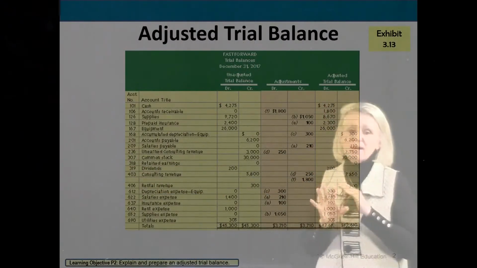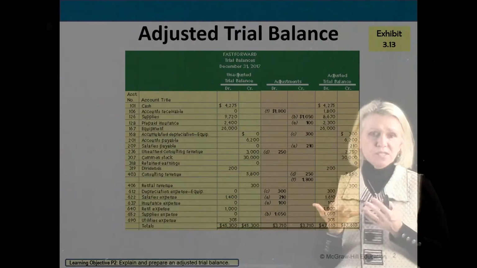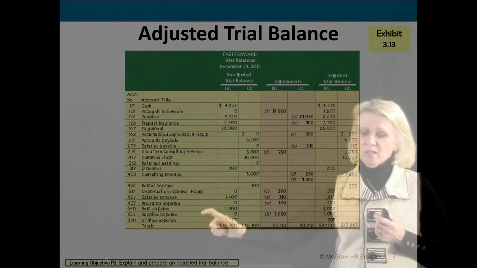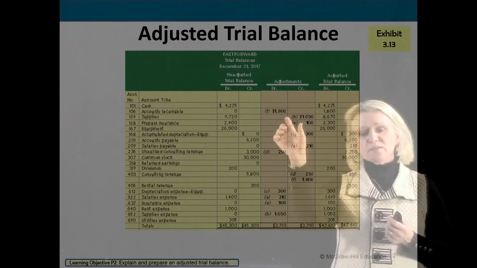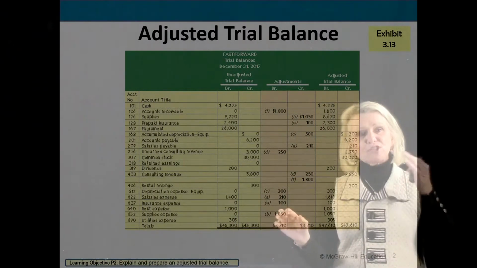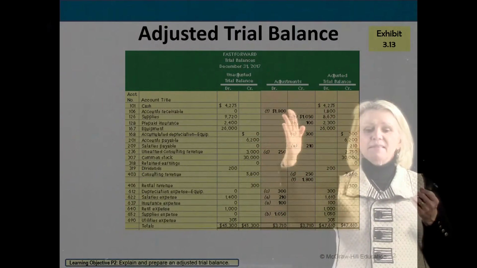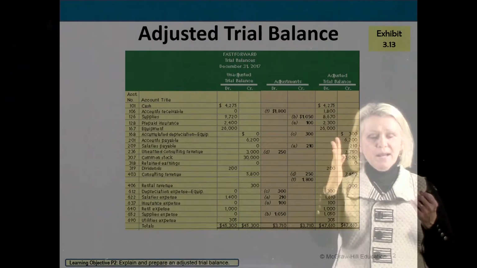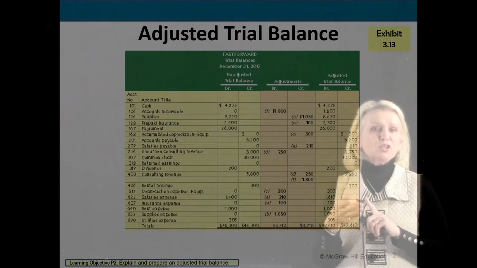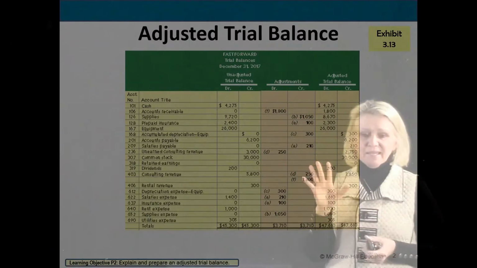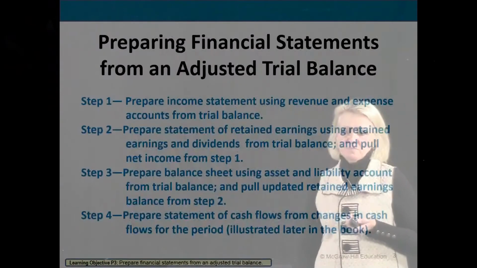So an adjusted trial balance is nothing different than what we've already done. You take your T accounts, and the yellow column here shows the unadjusted trial balance. You enter those adjusting entries, which we've just been talking about previously in this chapter, and then you have the adjusted trial balance that shows all of the income and all of the expenses and the corrected asset and liability accounts to then prepare your financial statements from.